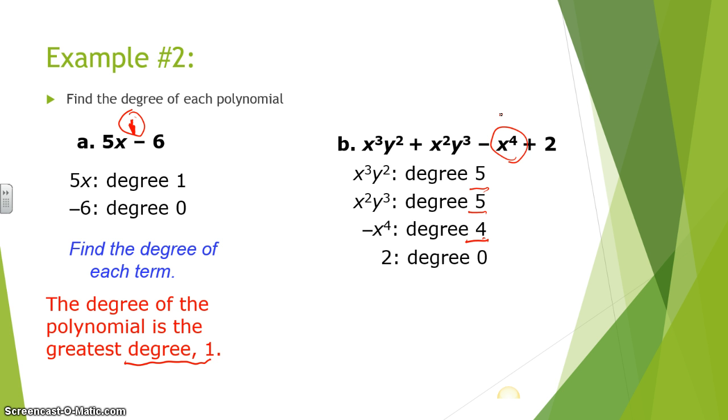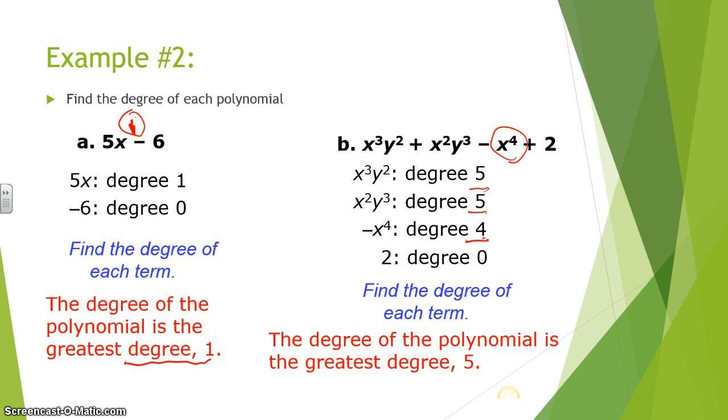2 is a constant, and when you have a number that stands alone without a variable, that is a degree of 0. So we've found the degree of each term, and then we have to find the greatest degree, and looking at all of this, the greatest degree is going to be 5. So that is my answer for B. Greatest degree is 5.